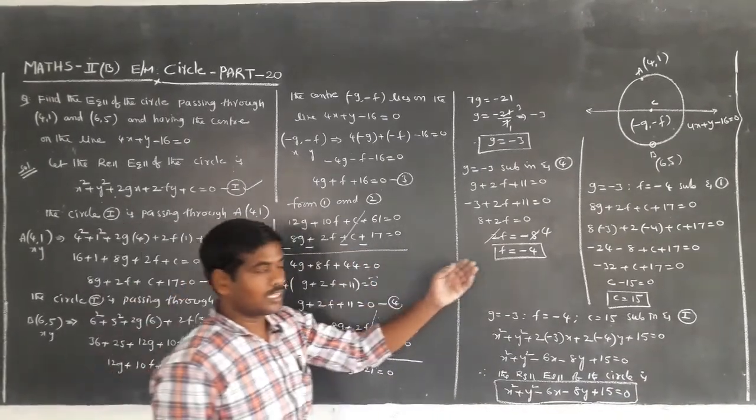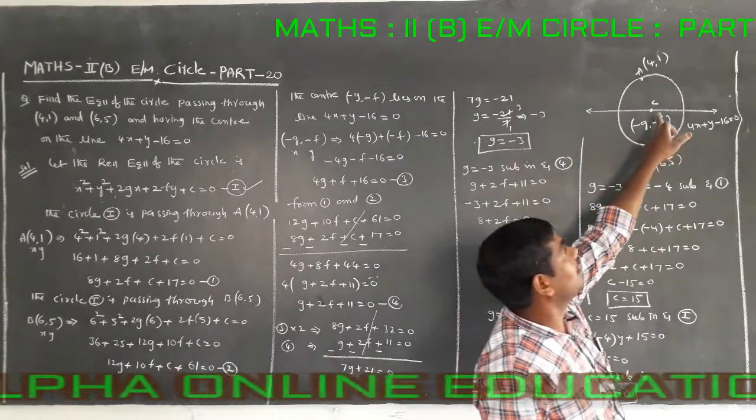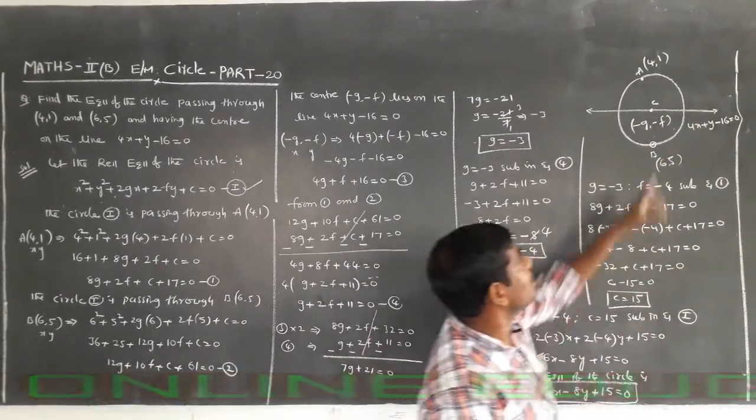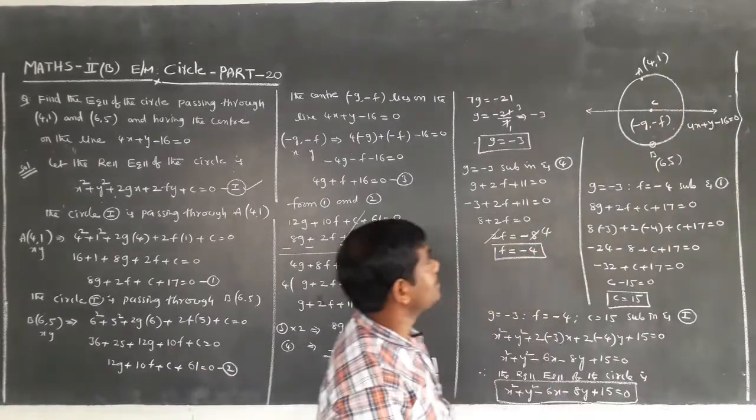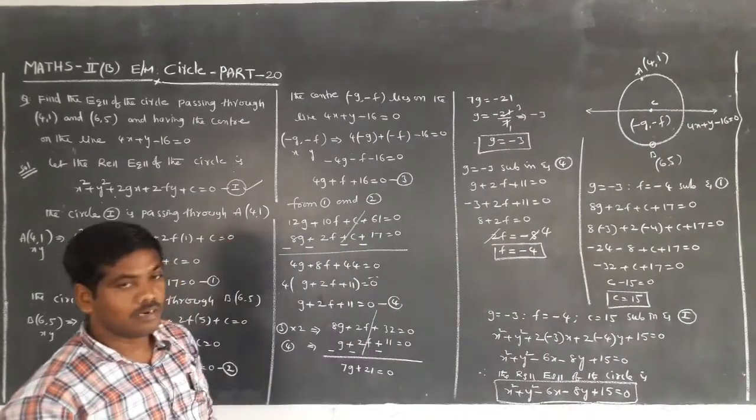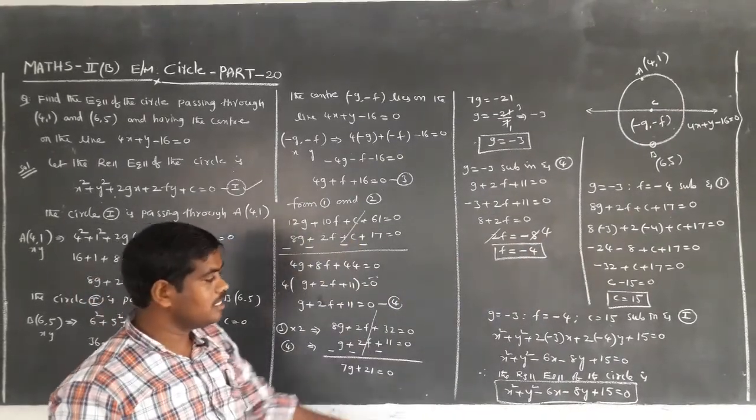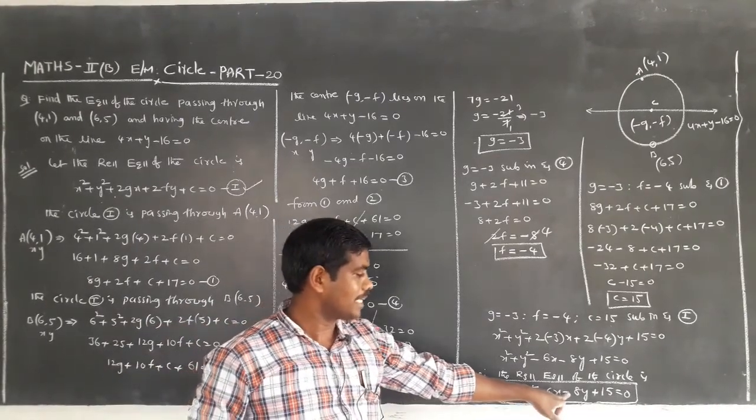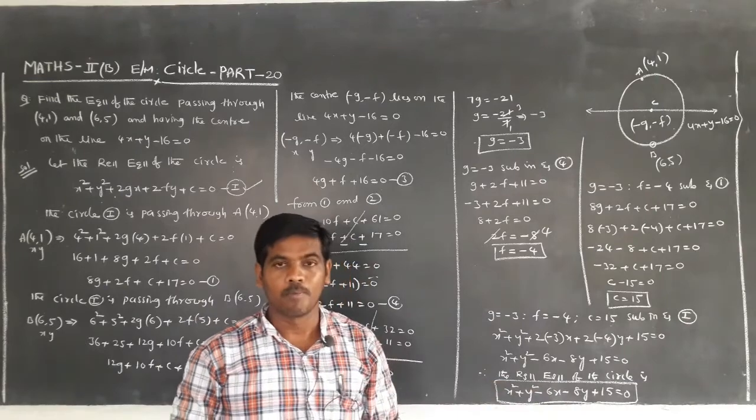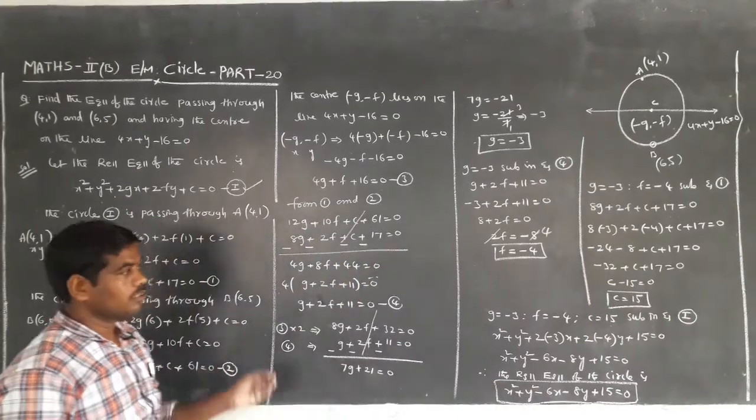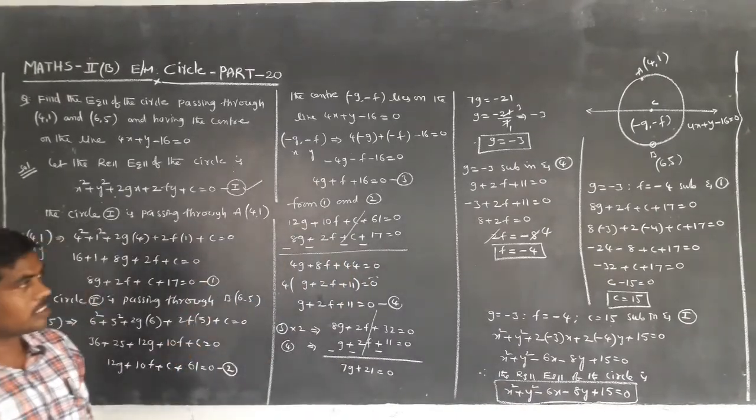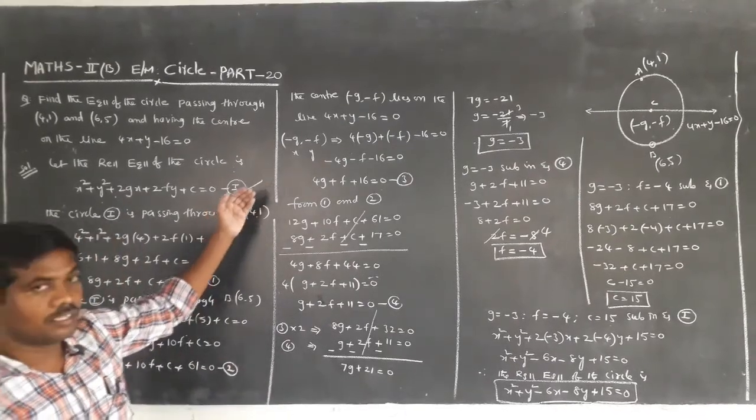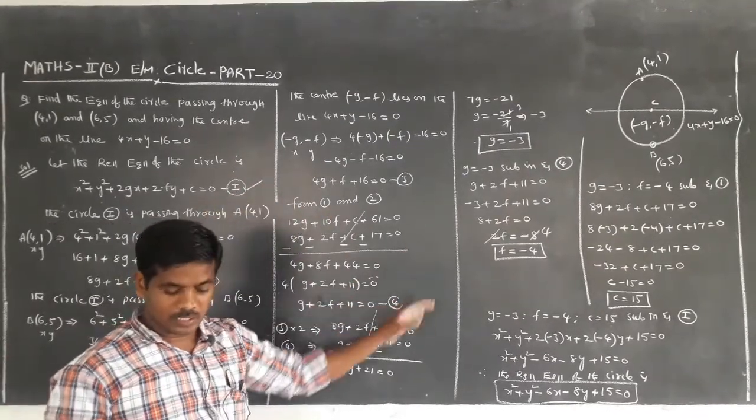Equation of the circle whose center lies on the x-axis and passing through the points (4, 1) and (6, 5) is x square plus y square minus 6x minus 8y plus 15 equal to 0. This is the process for finding the equation of the circle.